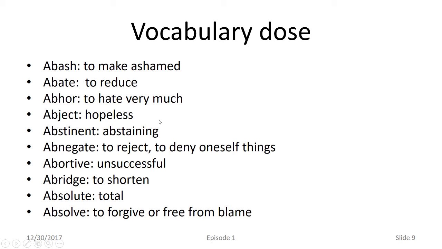Abject is hopeless. My condition was abject. Abstinent, abstaining, which means voluntarily not doing something. Suppose I'm extremely fat and I want to lose some weight. I can say that I was abstaining from cake as I wanted to lose some weight. Abnegate, to reject, to deny oneself things. Then comes abortive, which means unsuccessful. My attempts to pass the mathematics examination were abortive.